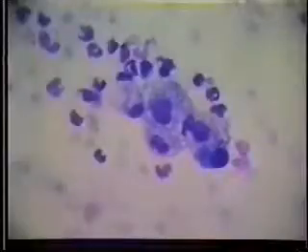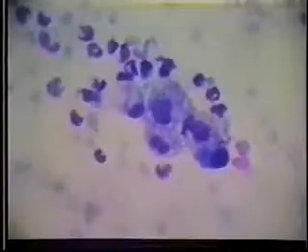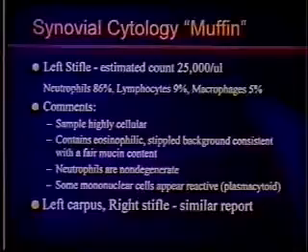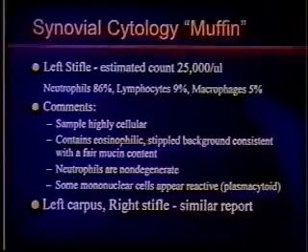This was the joint tap then from Muffin. You can see there are lots of neutrophils there, and then there are some macrophages. There is no evidence of bacteria that you can see in this joint fluid. This is indicative of what an immune-mediated joint aspirate would look like. The readout on it was left stifle. We even aspirated the stifle on this patient. The cell count was about 25,000, composed of 86% neutrophils, lymphocytes 9%, macrophages 5%.